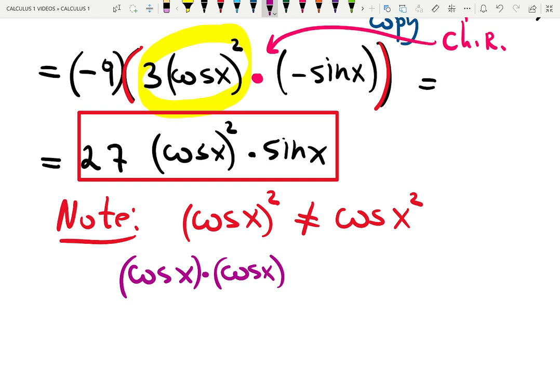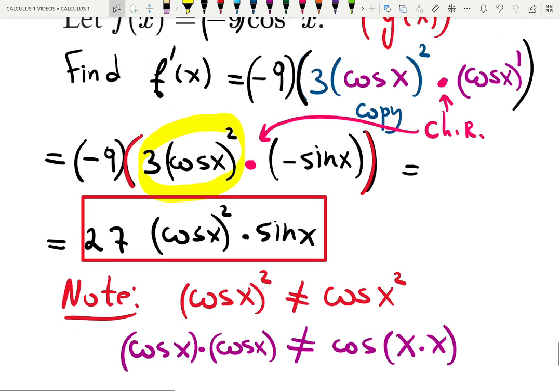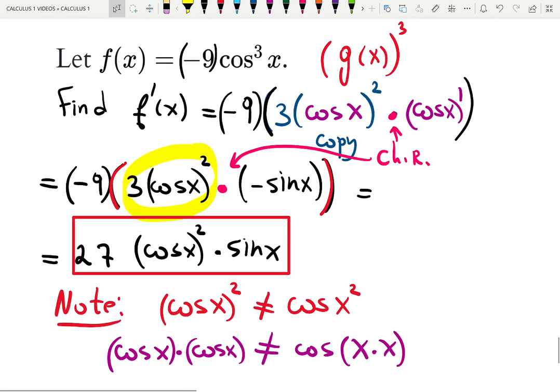Output times output. While cosine x squared, guess what it's going to be? x times x. Input times input. So be very careful with that. I definitely see those mistakes on every exam. So please remember, input squared and output squared is not the same thing. Good job for practicing. Keep working.